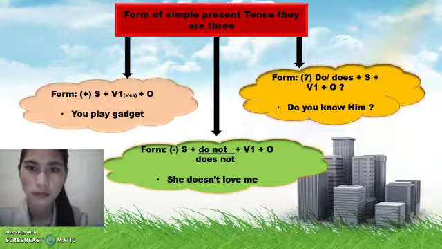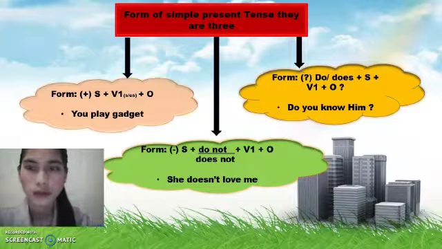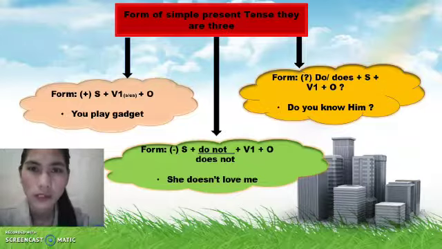Next is form of interrogative is do or does. Do or does is a question plus subject. Subject is I, you, they, we, she, he, it, plus verb 1 plus object. For example, in sentence, do you know him?